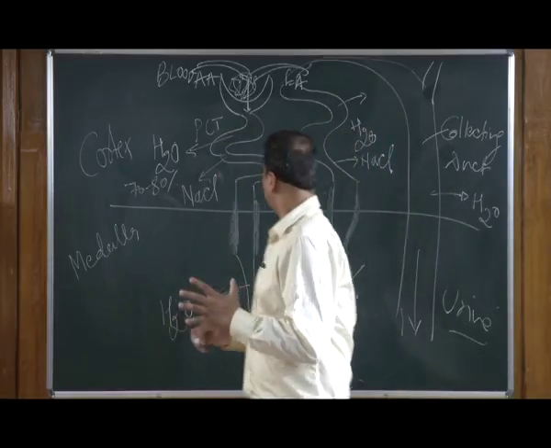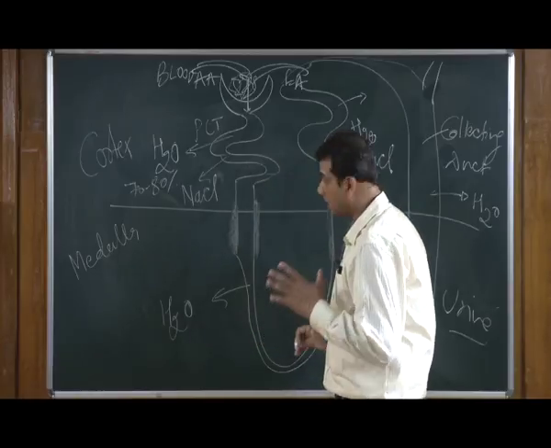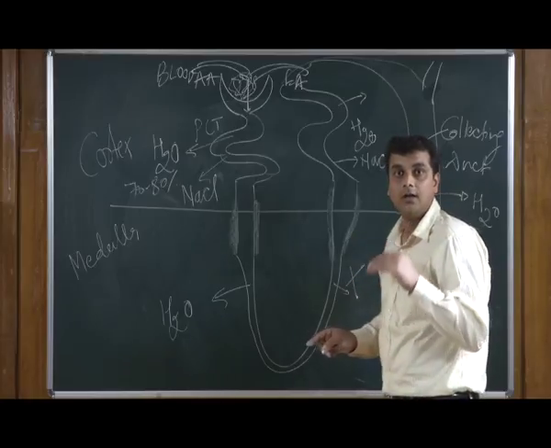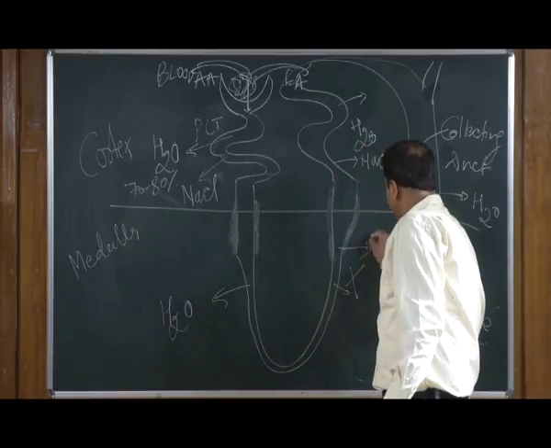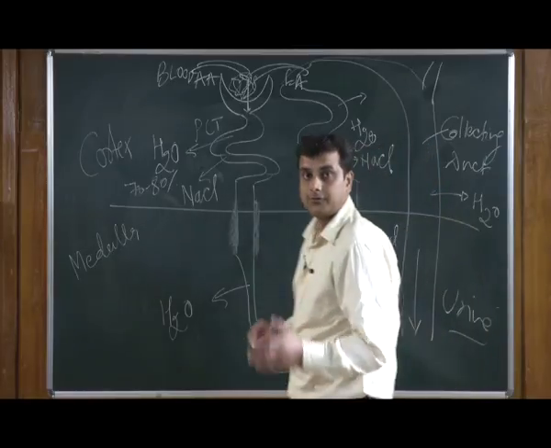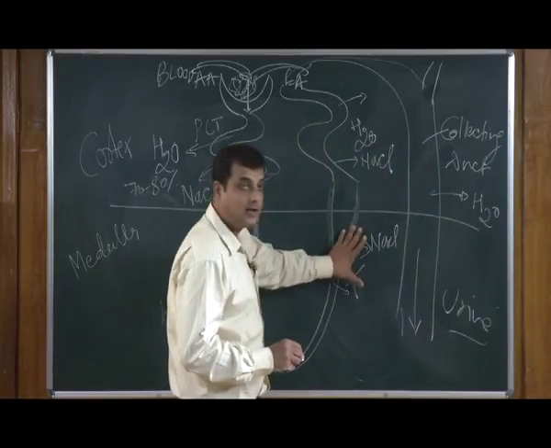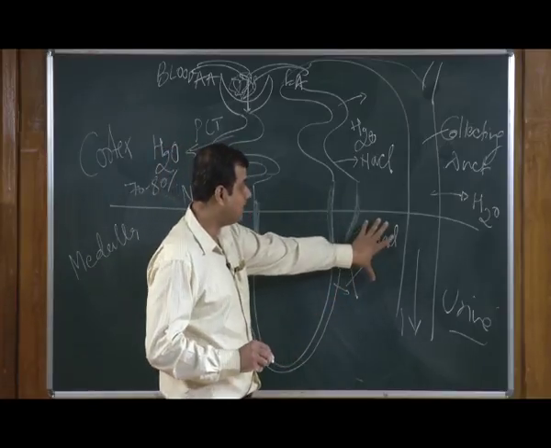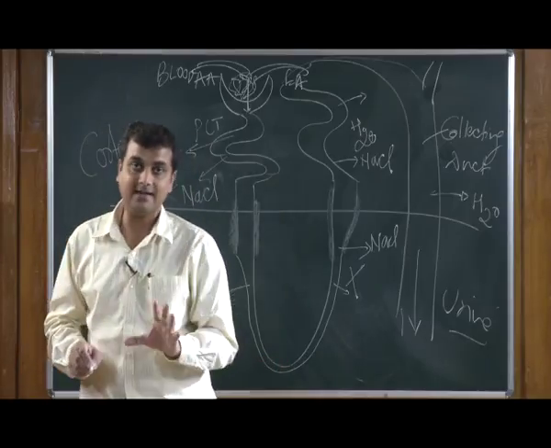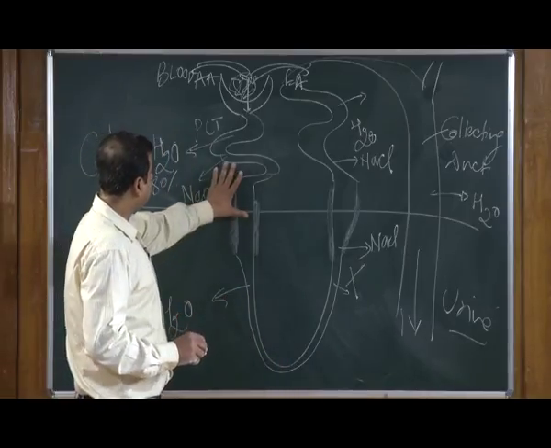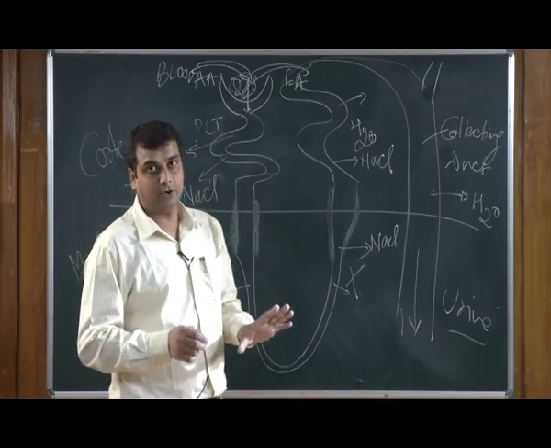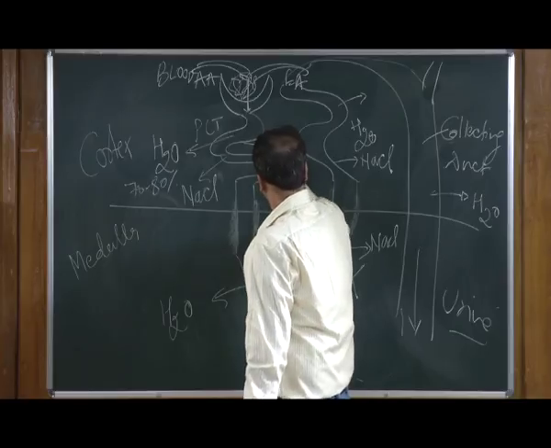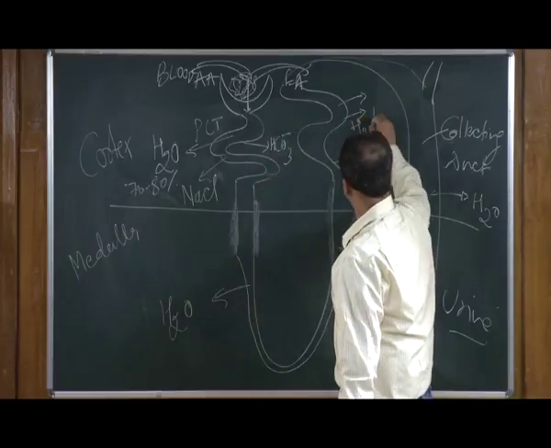So these ions are very important. While our ascending loop, which is impermeable to water, is permeable to salt. So a lot of salts are getting reabsorbed from the distal part, or the ascending loop of Henle. We have a lot of absorption of these ions, the sodium ions. Apart from the sodium ions, we have bicarbonate ion. So we have reabsorption of HCO3 minus ion also, and also from distal convoluted tubules.